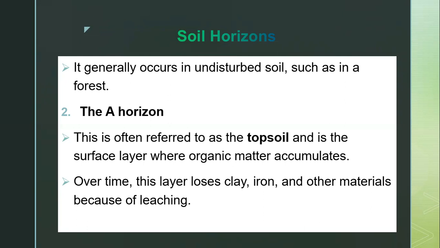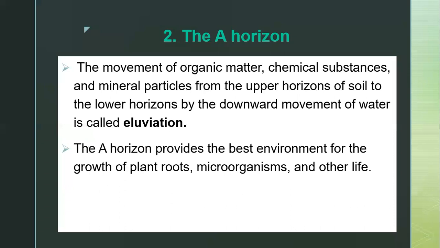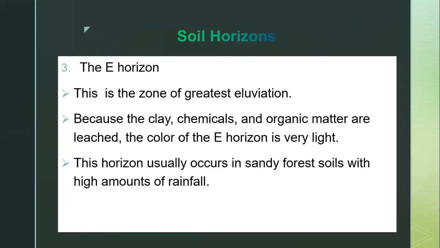Over time, this layer loses the clay, iron, and other materials because of the leaching. Now, the movement of these various organic matter, chemical substances, and mineral particles from the upper horizons of soil to the lower horizons by the downward movement of the water is what we call eluviation. Now, A horizon provides the base environment for the growth of plant roots, microorganisms, and other life.